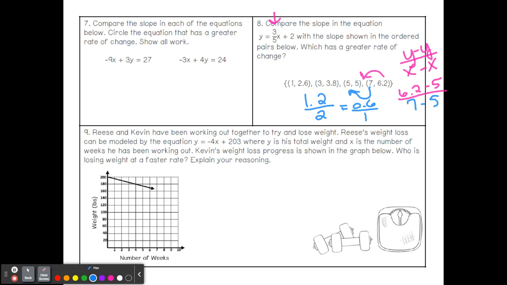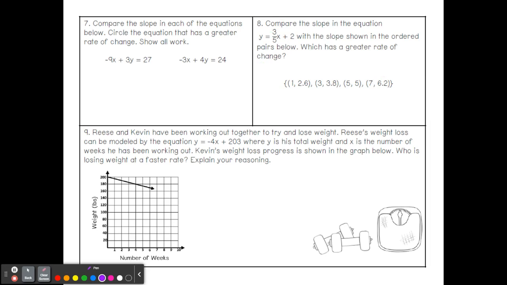So what I want you to notice is that we have 0.6 here and we have 3/5 here. Well, 3/5 written as a decimal is 6/10. So that means that they actually have the same rate of change. So we would say that the rate of change is the same.